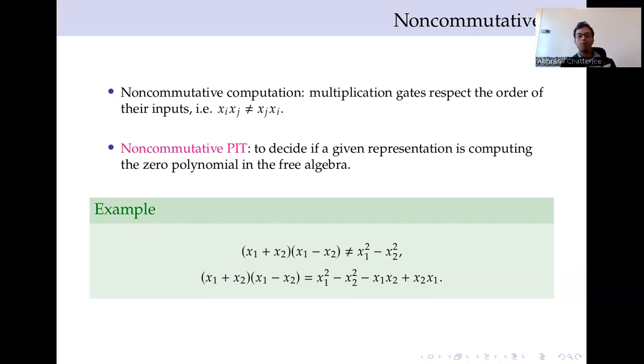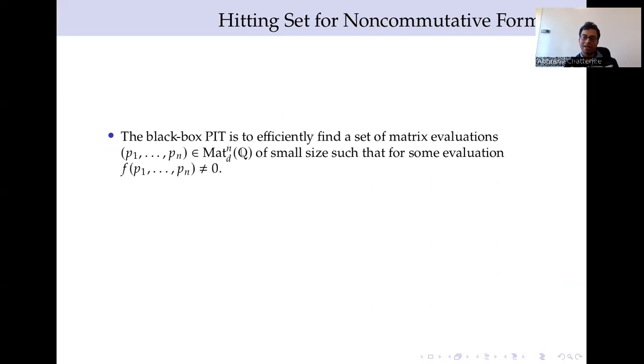But now black box PIT becomes quite tricky, as we have said that for every non-zero polynomial there will be a witness of its non-zeroness. But if you take the first one, which is not an identity in the non-commutative setting, whatever value you substitute from the field, you will not be able to tell that it's not an identity. So now the idea is to go to matrix algebra. Here we define a hitting set as a list of matrix evaluations. For every non-zero non-commutative polynomial, there is a matrix tuple, a matrix evaluation, as a witness of its non-zeroness, and the goal is to find such a witness.